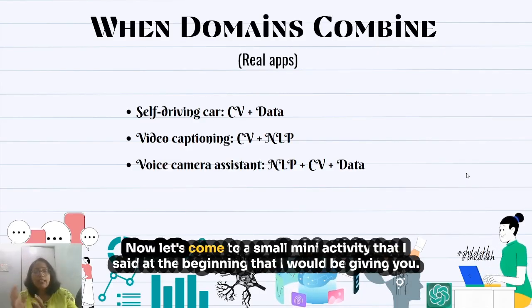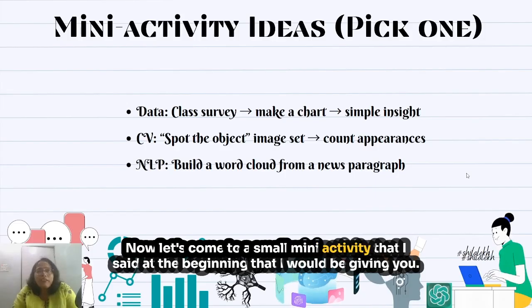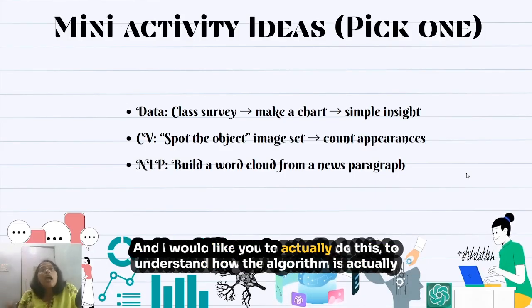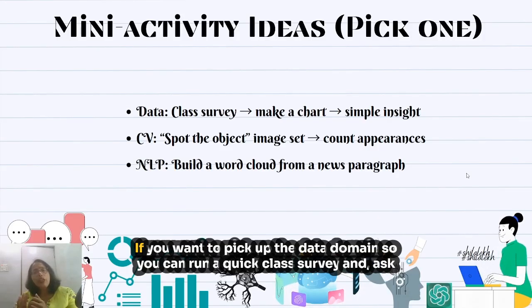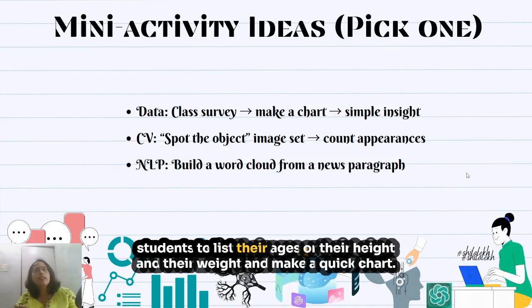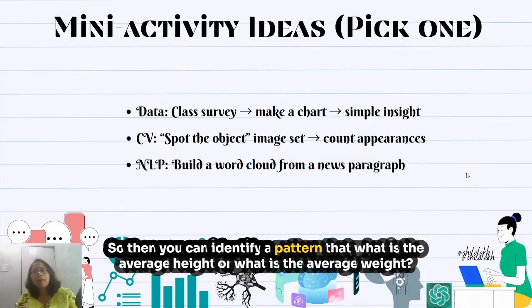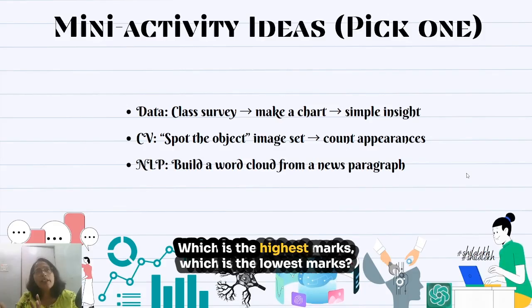Now let's come to a small mini activity that I said at the beginning that I would be giving you, and I would like you to actually do this to understand how the algorithm is actually trained, how these three domains work. If you want to pick up the data domain, you can run a quick class survey and ask students to list their ages or their height and their weight and make a quick chart. So then you can identify a pattern, that what is the average height, or what is the average weight, what is the average marks, which is the highest marks, which is the lowest marks.